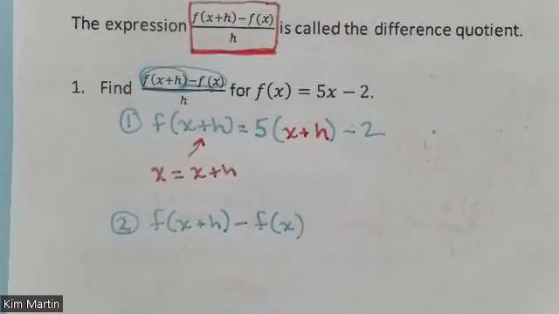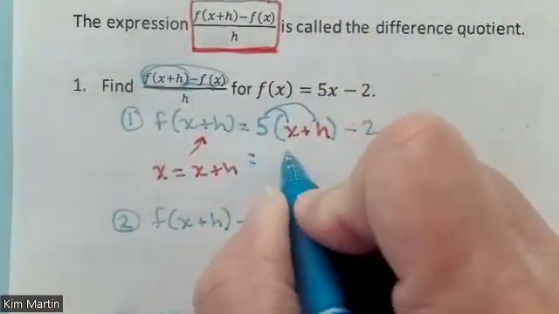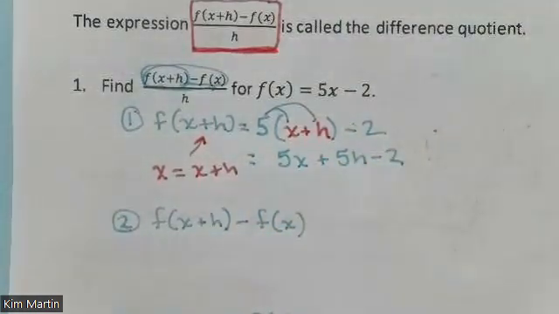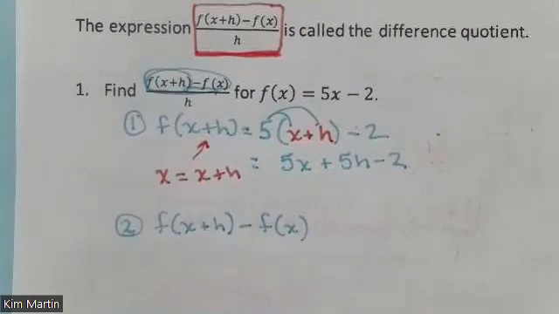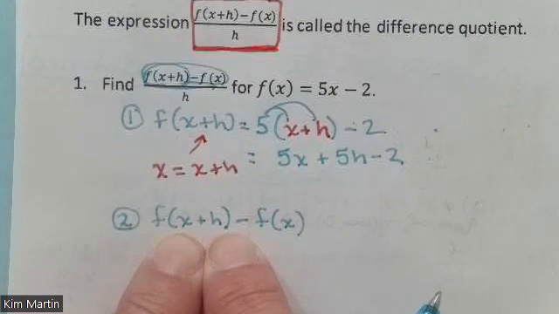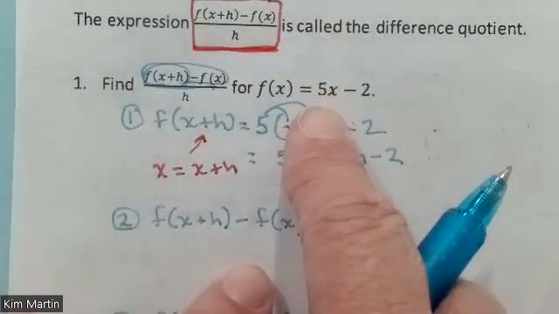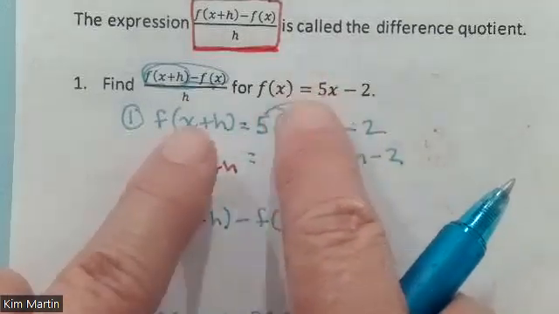That there's the hardest part to this whole thing. If you can get past that, you're home free. Because now this just gives us 5x plus 5h minus 2. Was that hard? What this next step is telling you is to take your answer from step 1, which is this, and subtract your original function from it, which is this. We're going to take this and subtract this because that's what that's saying.